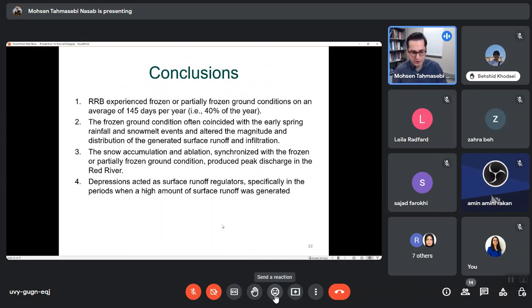This study was really interesting because it gave us a lot of information about what we understand and what we don't understand from this basin. Now we know that about 40% of the year in the Red River Basin, we have some sort of frozen ground condition, either fully frozen or partially frozen. It gave us also the connections between snow melt and the spring floods.